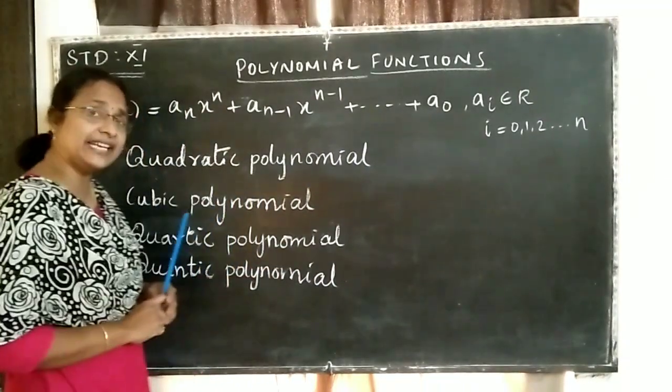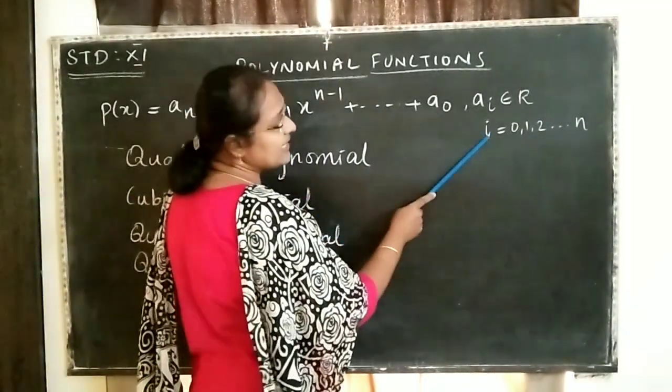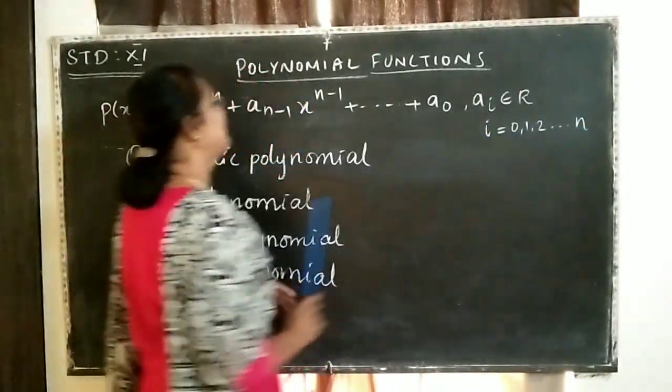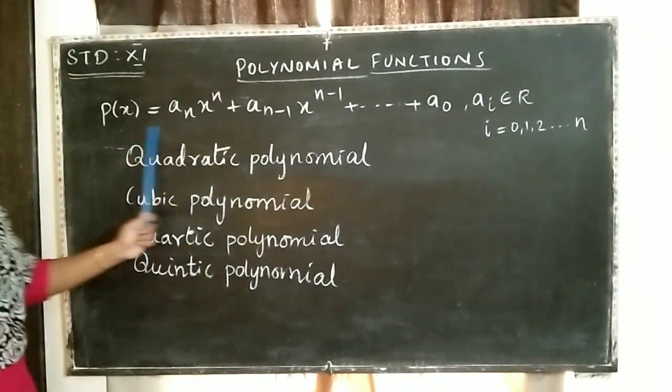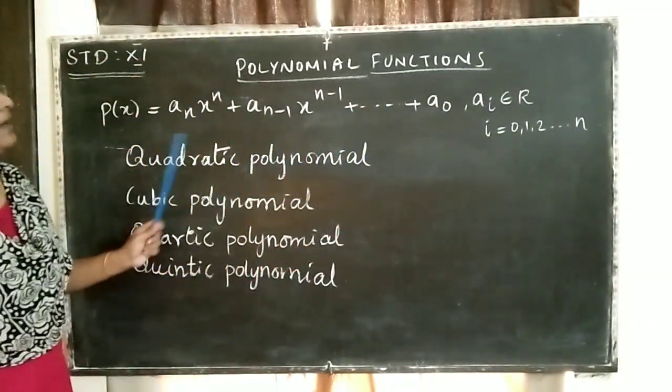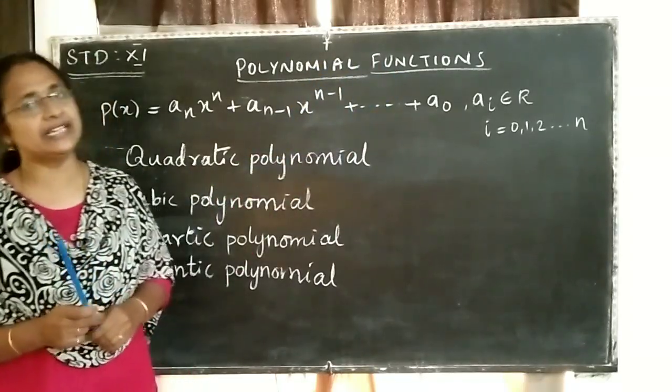R stands for the real number, isn't it? Now i takes the value from 0 to n. Now any function of this pattern is said to be a polynomial function. Is it clear for you?